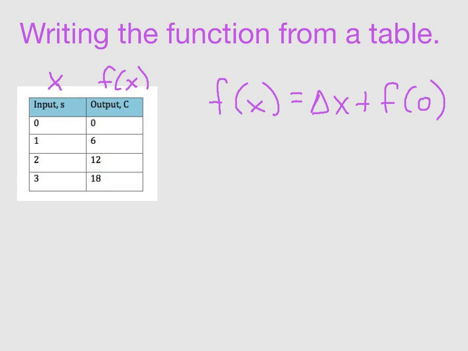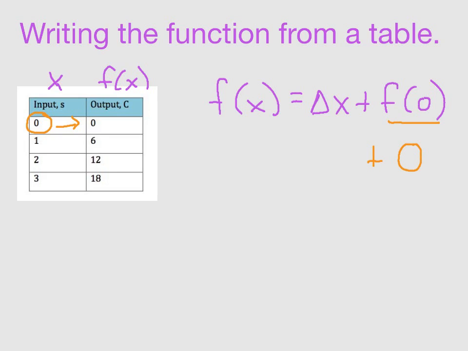This time we want to write the function from a table. So notice I have a table that's already filled in with x values and with outputs, or f of x values. So again, the first thing I want to look for is f of 0. I want to find this, so I come over to my table. Here's where x is 0 at 0. So the 0 will come under here.